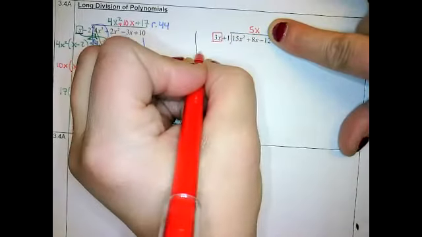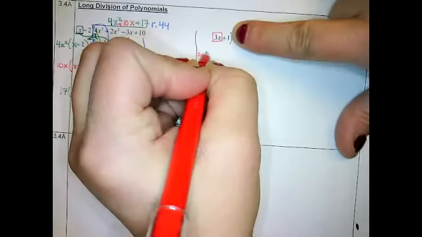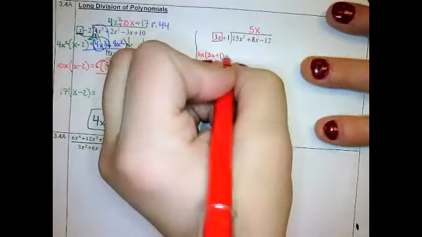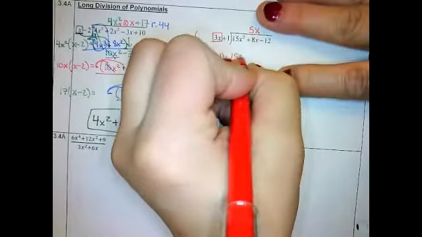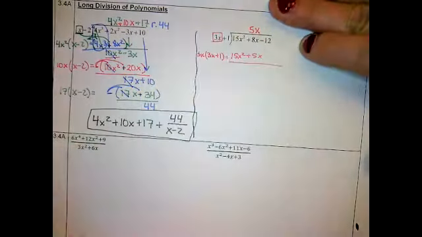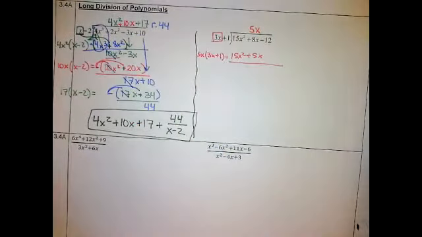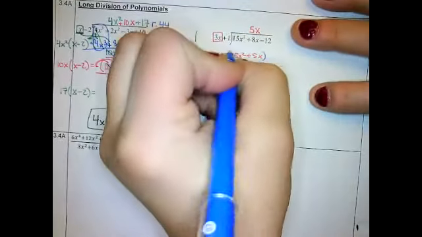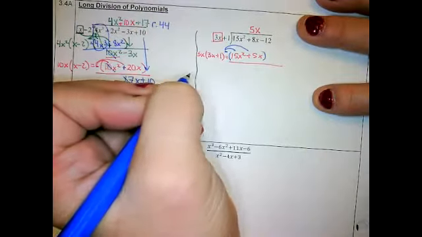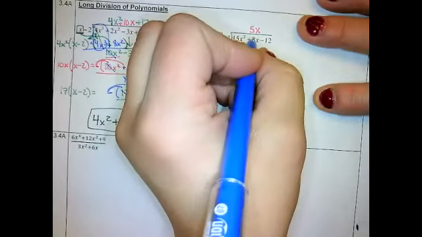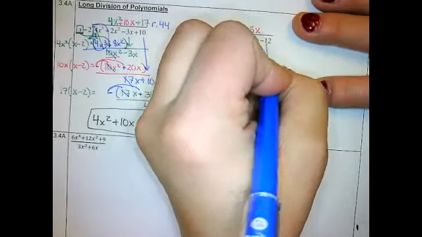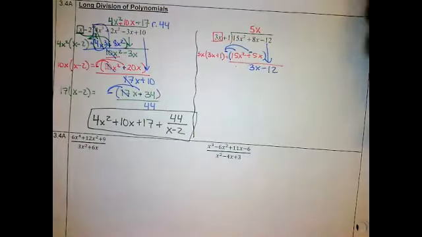So now I'm going to take that 5x and I'm going to multiply it by this entire 3x plus 1. So I get 15x squared plus 5x. But now I have to subtract that entire thing. So I have to distribute that minus sign. So that's going to be a 0, and that's going to be 8 minus 5x, which is 3x, and then bring down my minus 12.